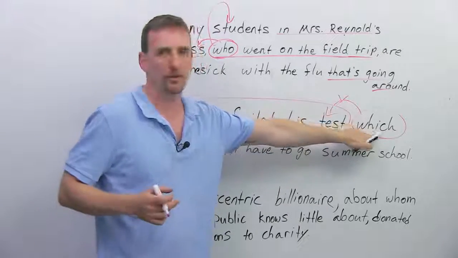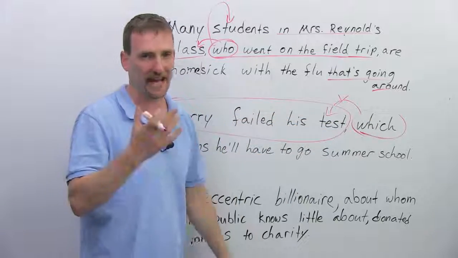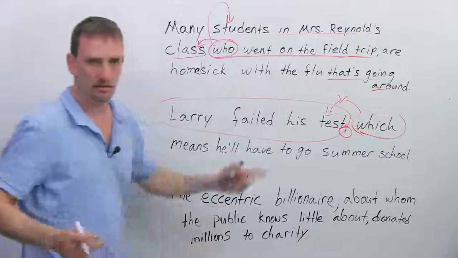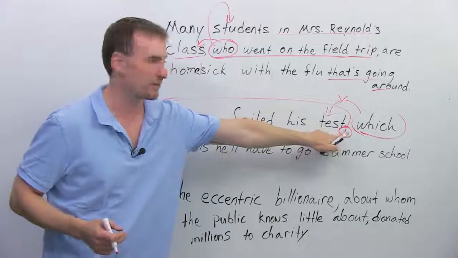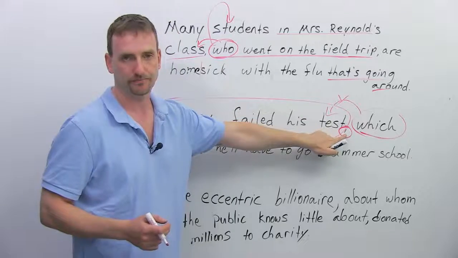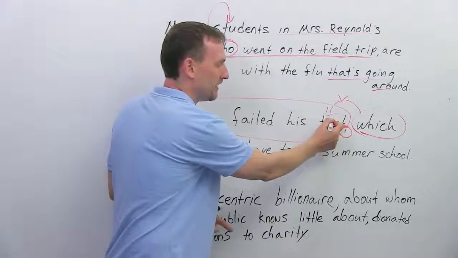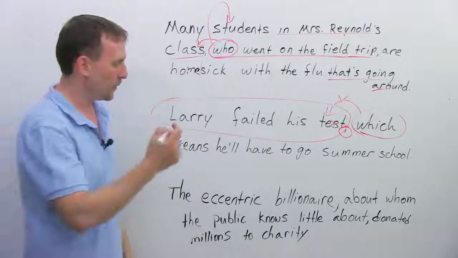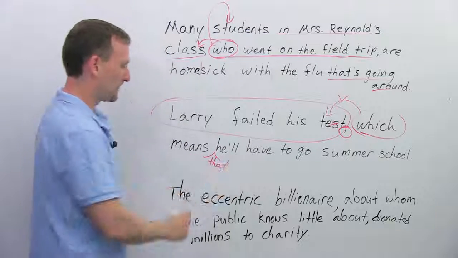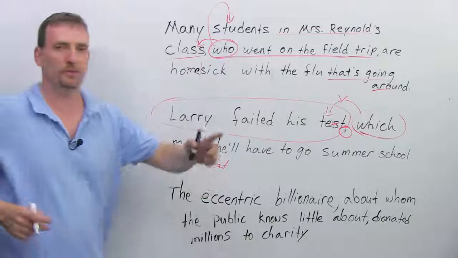But you can only do it with which. You can't do it with that necessarily. And again, we're still doing a comma, because when you're doing it like this, with which about the entire clause, there's always going to be a comma because you're not identifying the noun before it. One other thing to look at here, which means that he'll have to go to summer school.